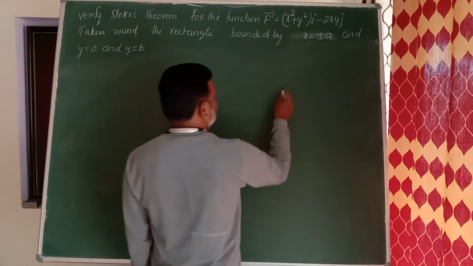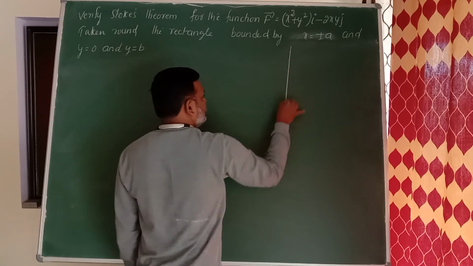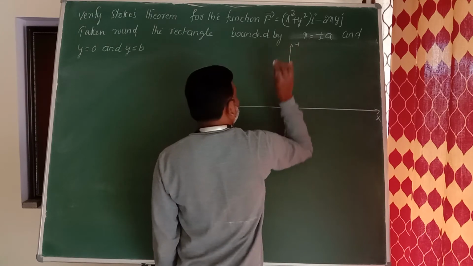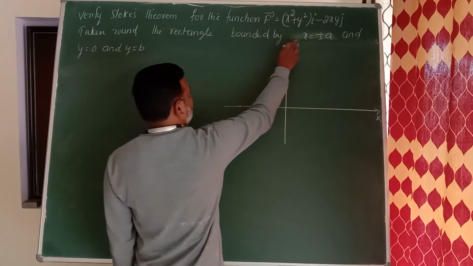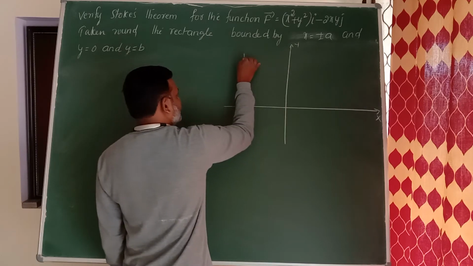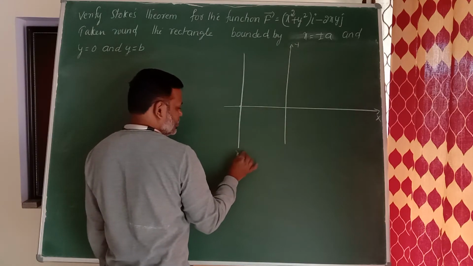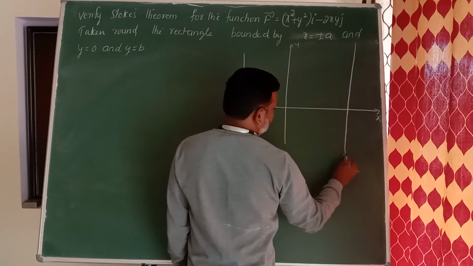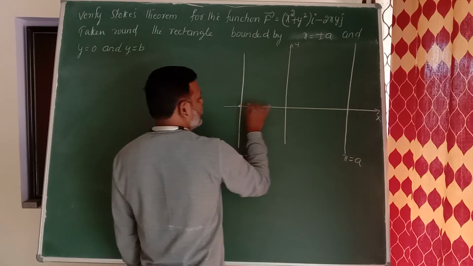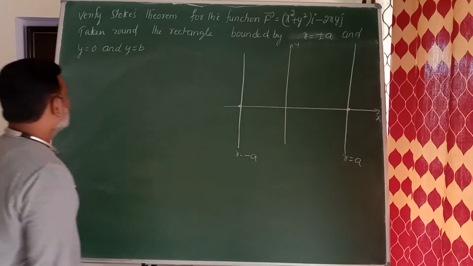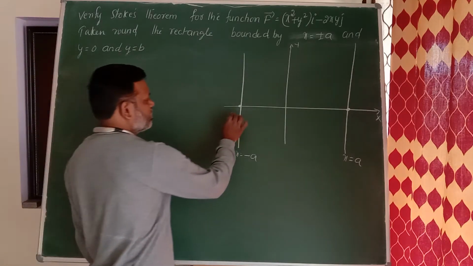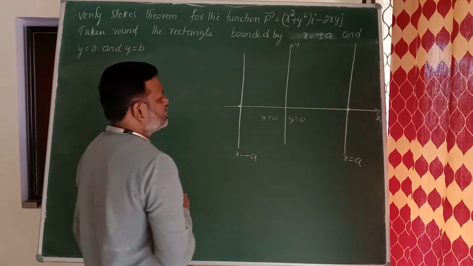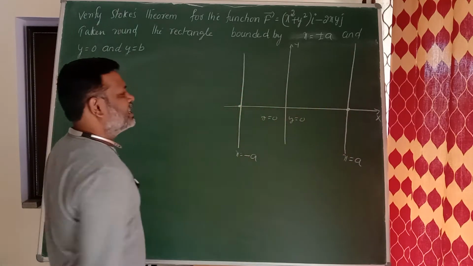Let us write down the figure first. So this is the x-axis and y-axis. Here x is equal to plus or minus a, write down x equals a, and x equals minus a. Then I have to write y equals 0. Y equals 0 is nothing but this entire x-axis.